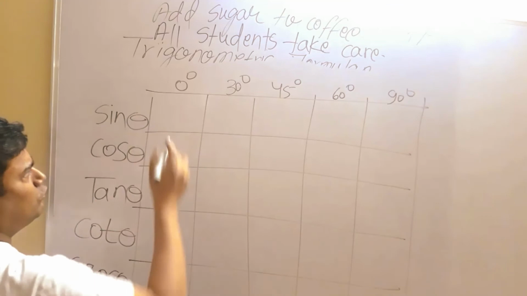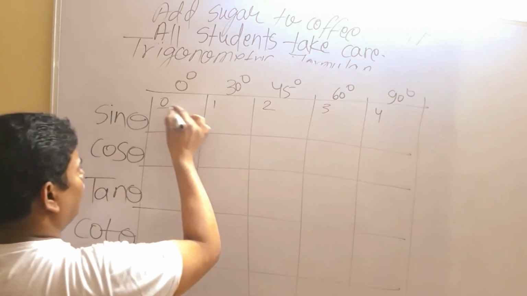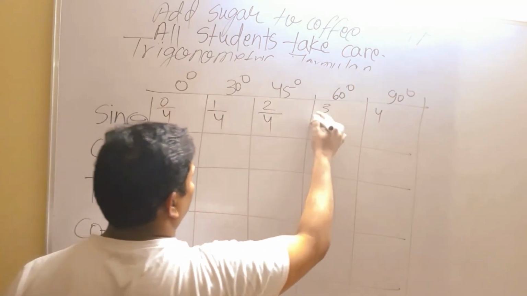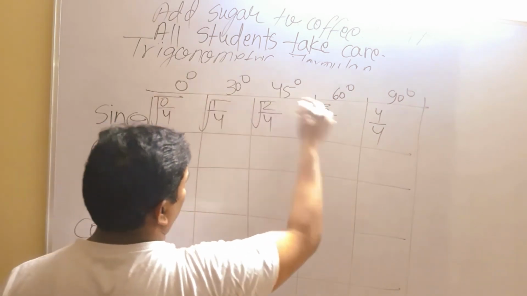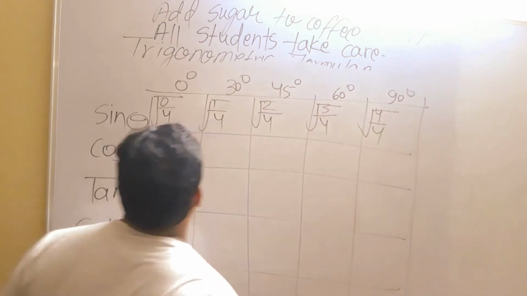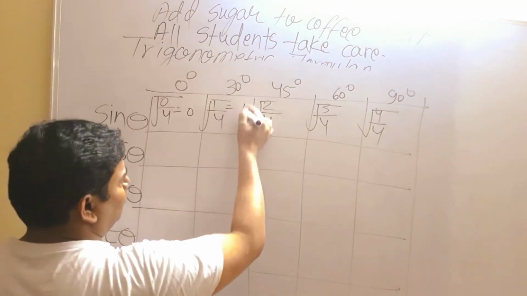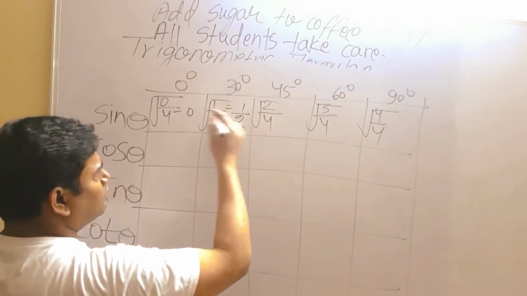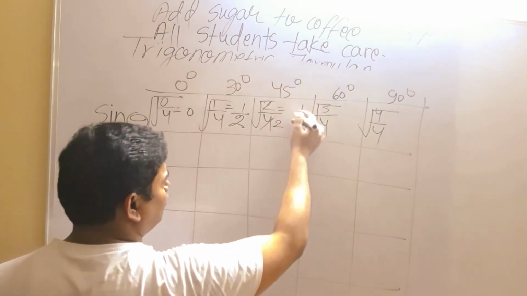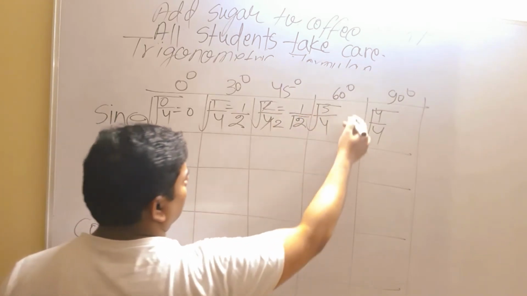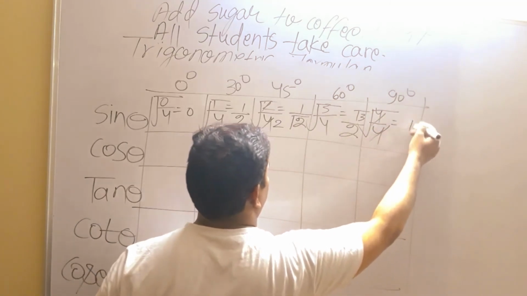Sin theta 0 degree. How do we find the values? We just put 0, 1, 2, 3, 4 and divide all by 4, and then we find out the root. Now 0 by anything is 0, so we get sin 0 degree is 0. 1 root 1 and root 4 is 2, so sin 30 degree is 1 by 2. Now 2 by 4 is 1 by 2, 1 root 1 and root under 2. This one also we can do root 3 by 2, and 4 cancel, we get 1.